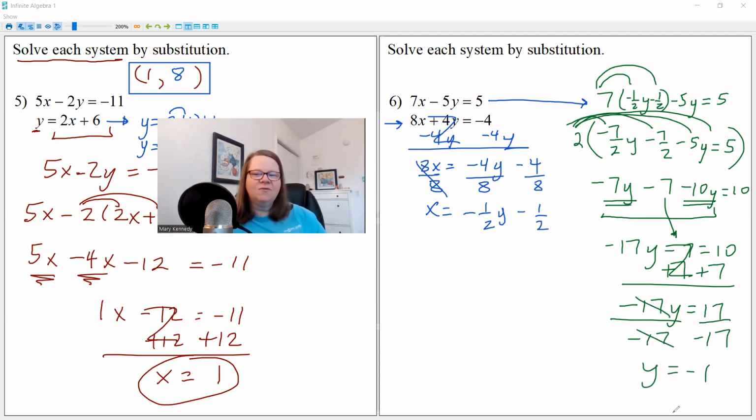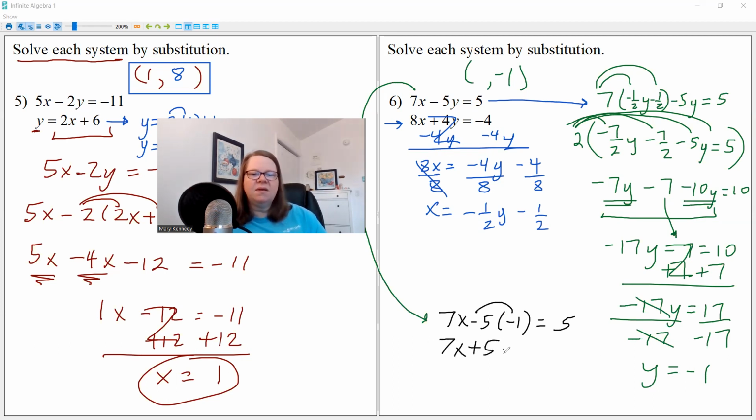Y equals negative 1. So our system is an xy coordinate. The y value I just figured out is negative 1. And now we just go to one of the equations and we're going to plug in the value that we just found. So 7x minus 5y equals 5. You could plug into the other one. It doesn't matter which one you plug into. Y I replaced with negative 1. So 7x plus 5 equals 5.